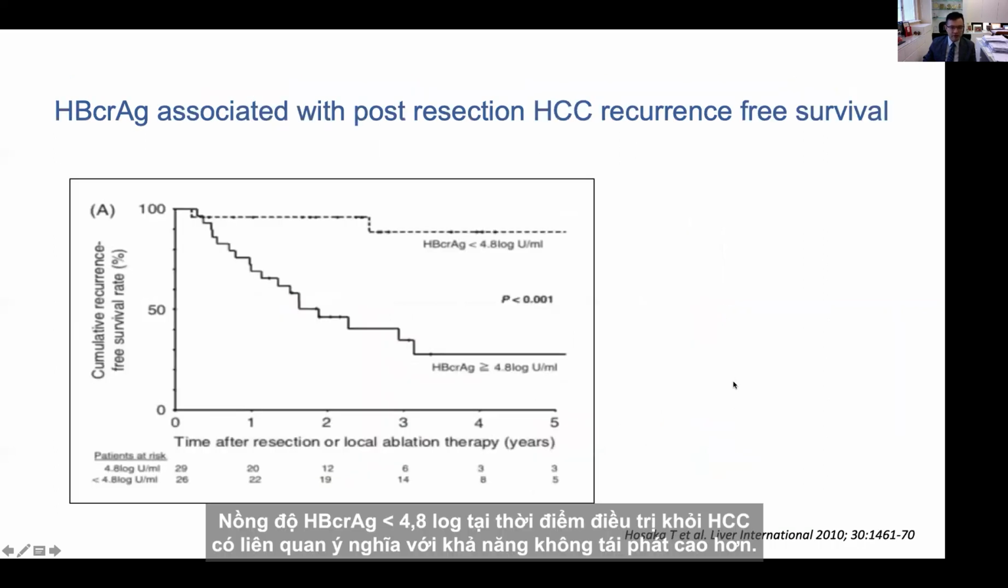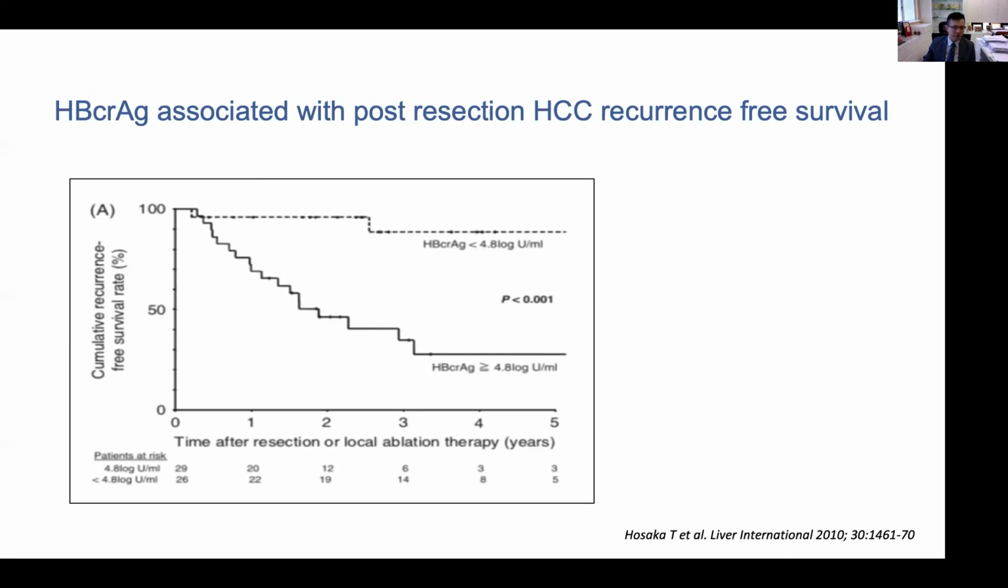This study documented that core-related antigen lower than 4.8 log at the time of curative HCC treatment was associated with a significantly higher recurrence-free survival.